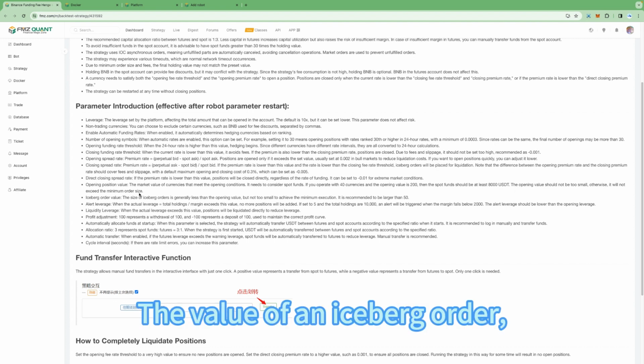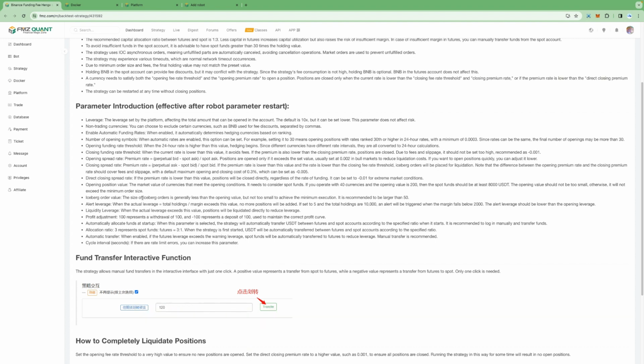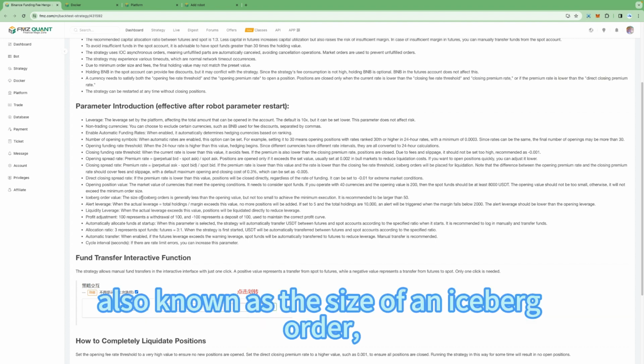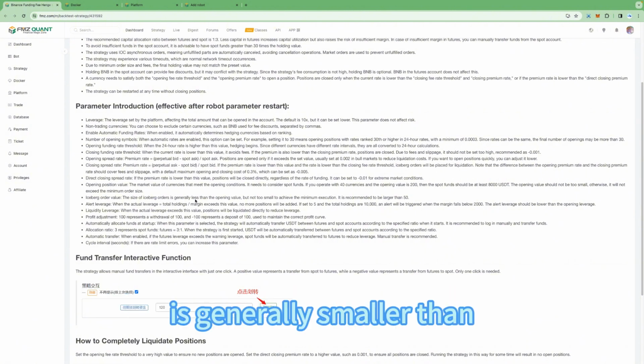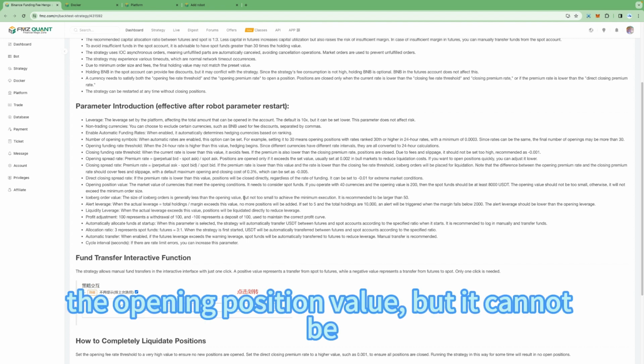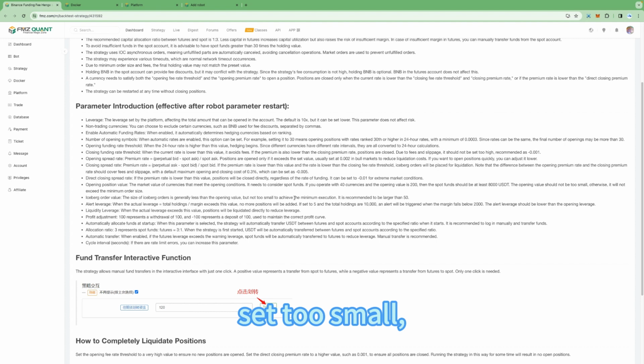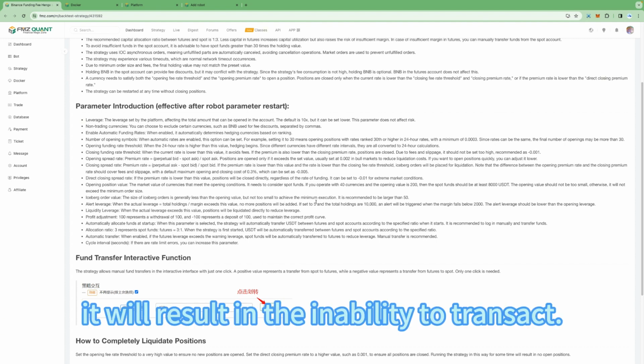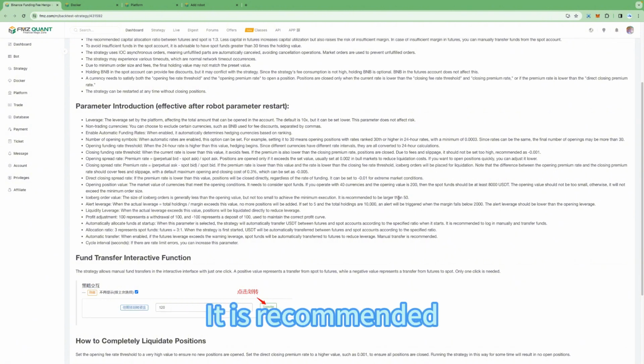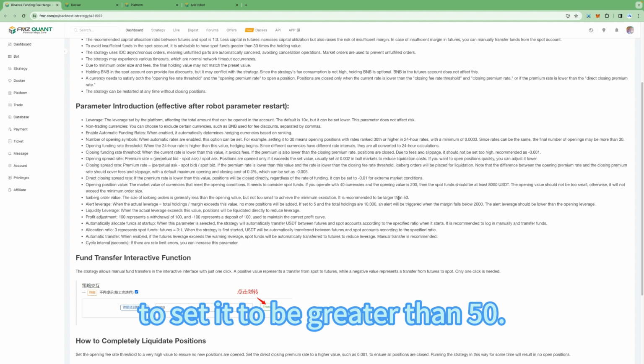The value of an iceberg order, also known as the size of an iceberg order, is generally smaller than the opening position value, but it cannot be set too small, otherwise it will result in the inability to transact. It is recommended to set it to be greater than 50.